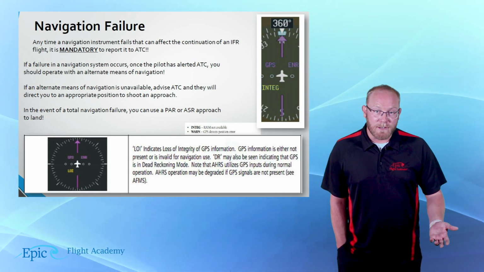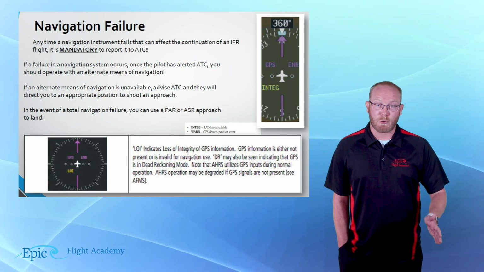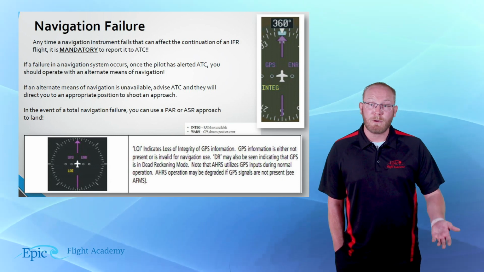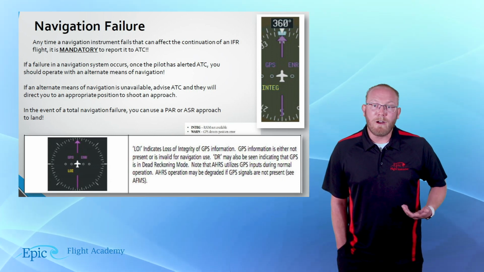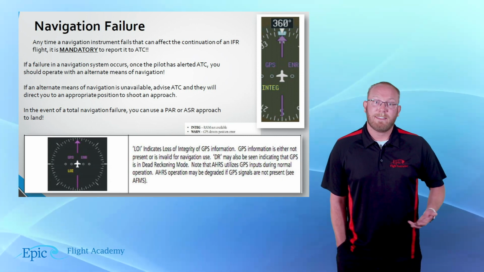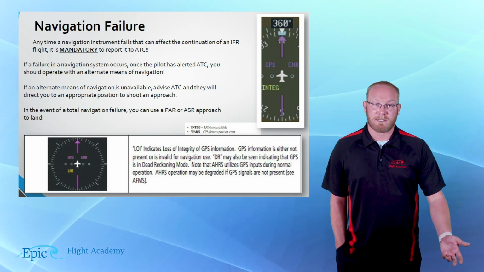If you are unable to navigate, sometimes they can direct you directly to an approach path, and they can help you get in a good position to shoot an approach into an airport. Now, if none of those options work, there are things out there known as a PAR or an ASR approach that ATC is very well trained on, and they can help guide you to a safe landing.